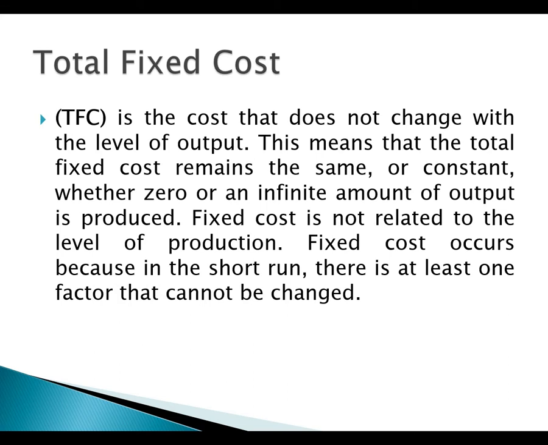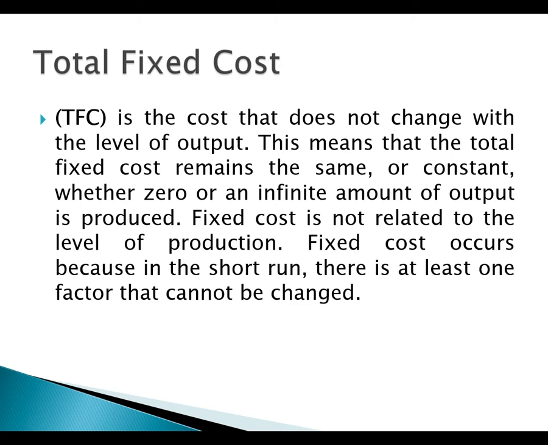Similarly, the equipment or machinery installed in the factory. Let's suppose you have installed a machine for $10,000 or 1 lakh rupees. Whether you take production from that machinery or not, this cost has been incurred. So this would not change with the increase or decrease of the output. All these kinds of costs are counted as fixed cost, which are not related to the level of output. Fixed costs are not related to the level of production. Fixed cost occurs because in the short run there is at least one factor that cannot be changed.